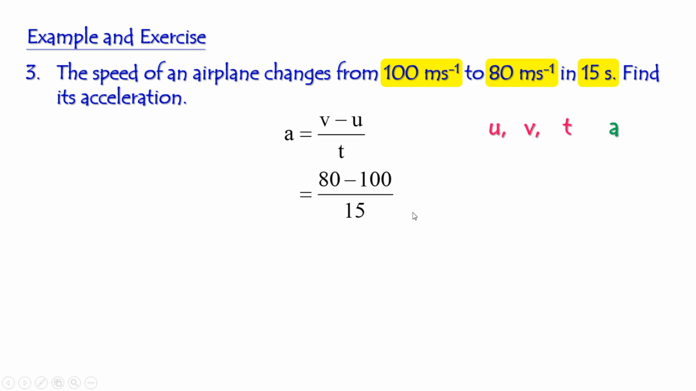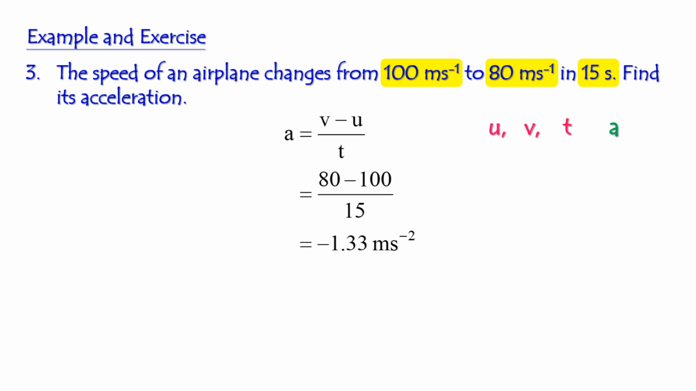That's it. And then use your calculator to find out this value. This one should be equal to minus 1.33. Don't forget to write down the minus sign. There is a meaning of this minus sign. And the unit for acceleration is meter per second square.